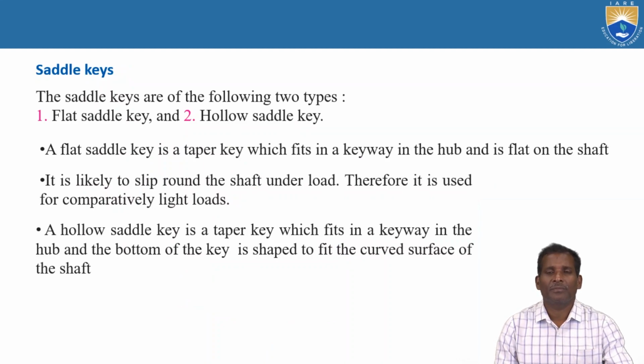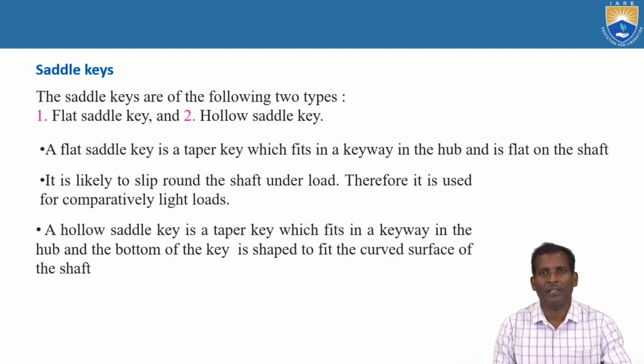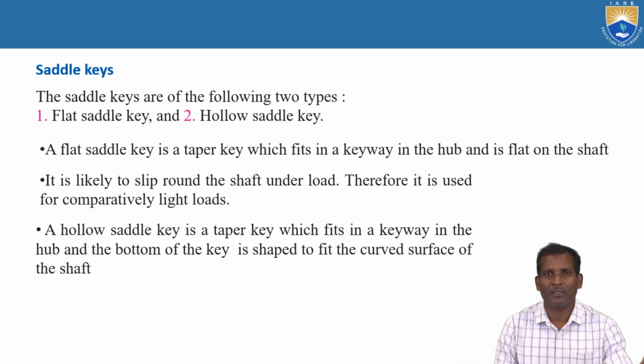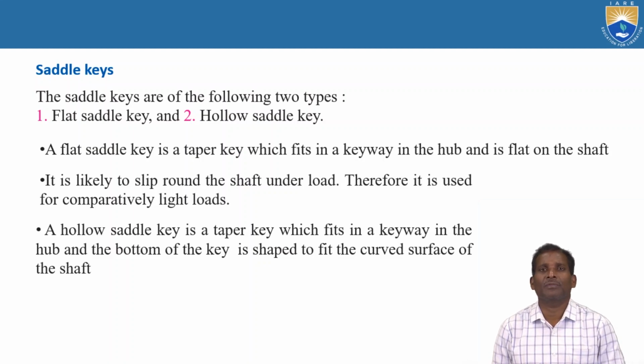Next, saddle keys. Keys, as we have already discussed in the first slide, are of two types. One is sunk and another type is saddle key. What is the difference between sunk and saddle key? In sunk keys, half of the portion of the key is inserted into the shaft, and the second remaining half is inserted into the boss of the hub. But in this type of saddle keys, it is not like that. The portion is completely inserted into the shaft or hub.